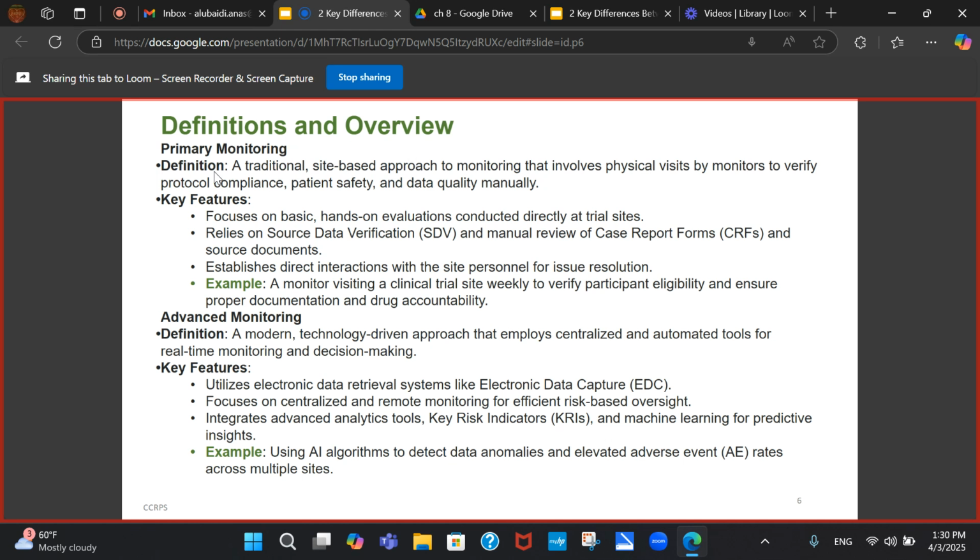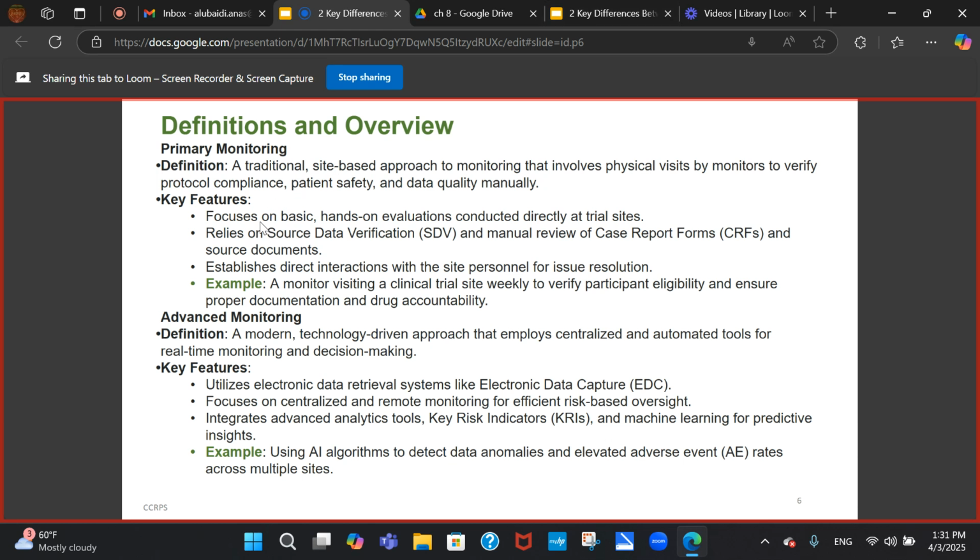Primary monitoring. The definition of primary monitoring is simply a traditional site-based approach to monitoring that involves physical visits by monitors to verify protocol compliance, patient safety, and data quality manually. So it is basically the traditional monitoring approach or strategy, and that's why it's called primary monitoring.